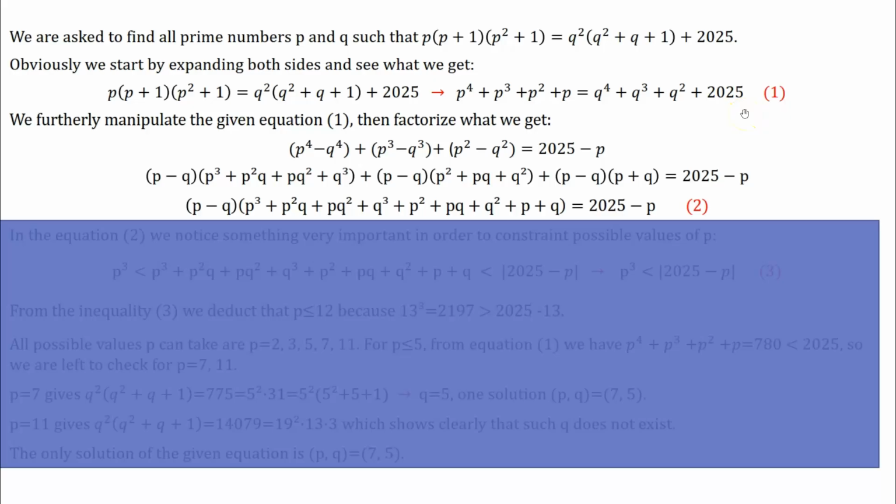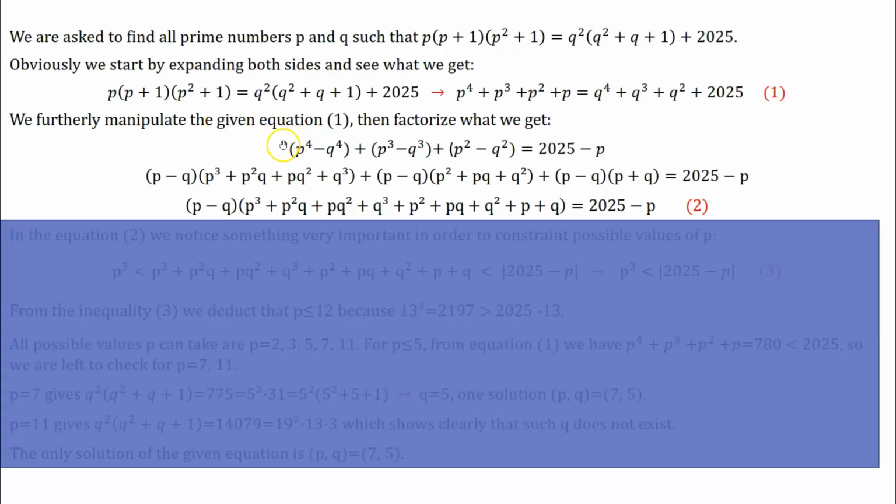So we notice a pattern over here that on both sides we have p and q with the same order of exponents. So what do we do? We take all the terms of q from the right hand side to the left hand side, and p we take to the right hand side, and the given equation becomes: the difference of the fourth powers of p and q plus the difference of the third powers of p and q plus the difference of squares of p and q is equal to 2025 minus p.